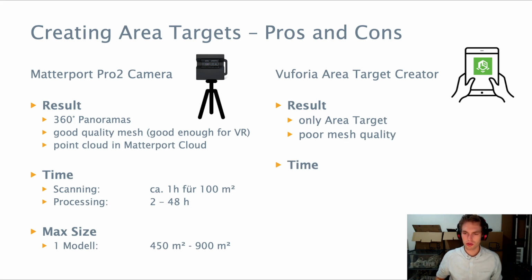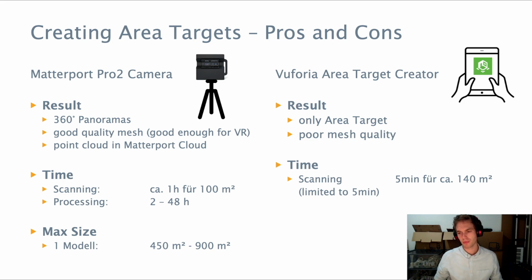It has very poor mesh quality, but it only takes 5 minutes because there's a limit. And you can cover around 140 square meters if you don't have too much detail. So I think we did this in a corridor for a test. You have no processing time, it's done right away, and you can just have this one model.